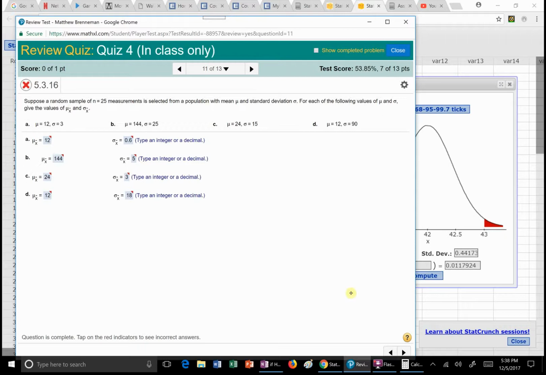Same thing. If the mean of x is 144, the mean of x bar is 144. I divide sigma by the square root of 25. That'll give me 5. And then you can finish out the rest of those. That's pretty straightforward.